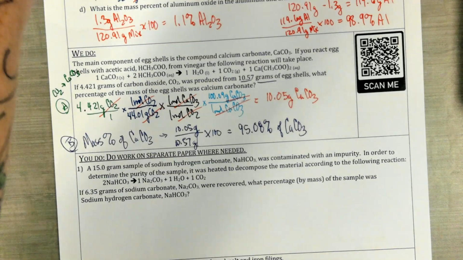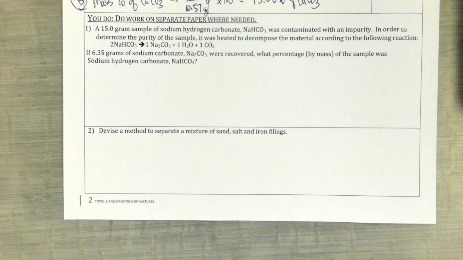All right, for number 2. Number 2, it's a throwback to physical and chemical properties. So what do you know about sand, salt, and iron filings? What physical and chemical properties can you think of that if you had sand, salt, and iron filings in a, let's say, beaker, how would you get the iron out? How would you get the salt out? How would you get the sand out?